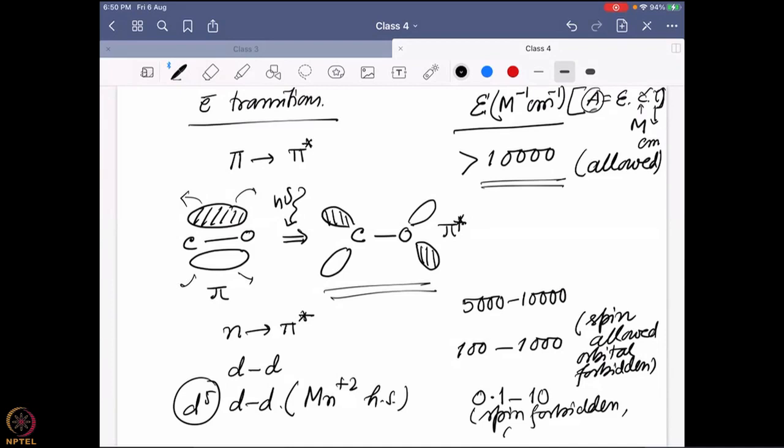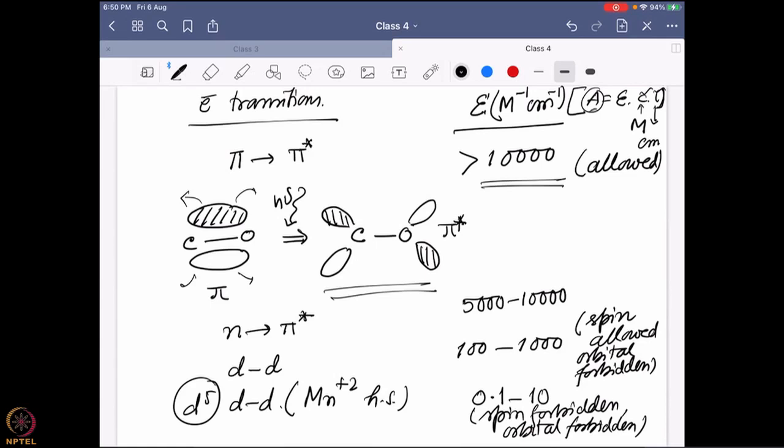Orbital forbidden, it was already there. So there is very little chance of an exchange of this orbital, the oscillatory motions between them. And that is reflected in the values for manganese. That is why you can see a manganese plus 2 solution in water is very light pink, whereas other transition elements give much more deep color. So that is what is actually happening there. That is what is happening during an absorbance.